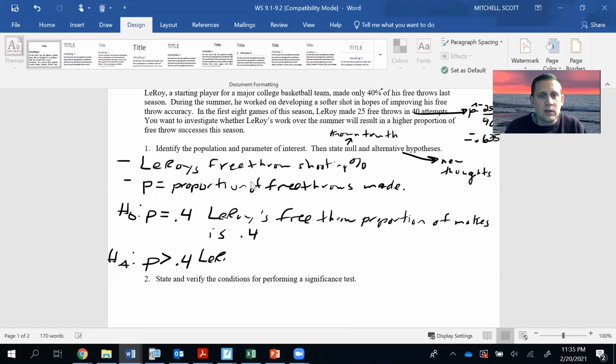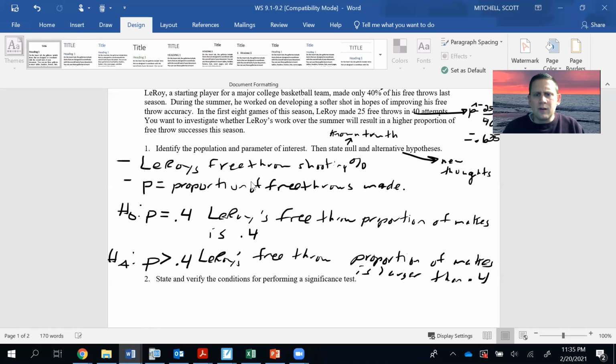So then in words, Leroy's free throw proportion of makes is larger than 0.4. So again, you just write this out in context, right? We're talking about Leroy's free throw shooting percentage, his proportion made. Okay. So I need to have it in symbols and then I need to have it in words. And you never use p hat. You always use p. Right? Even though we will find p hat, we use p hat, but not in our hypotheses.